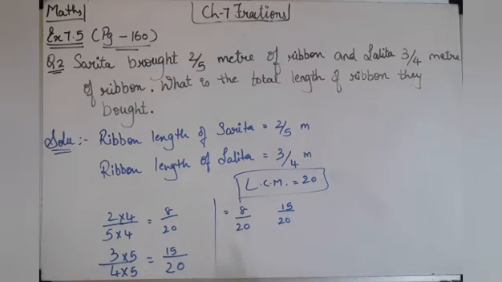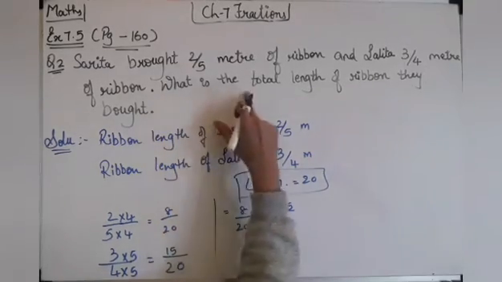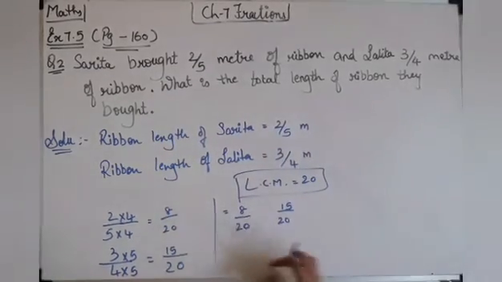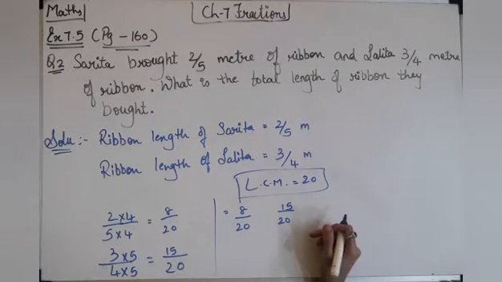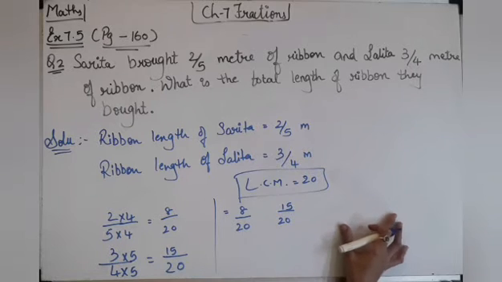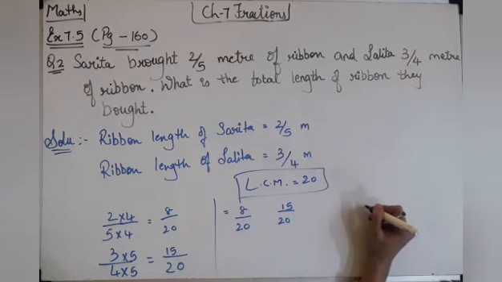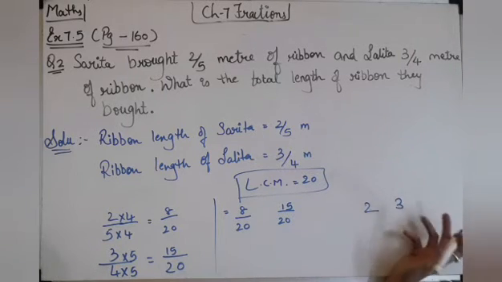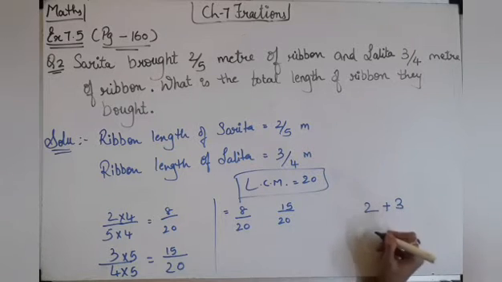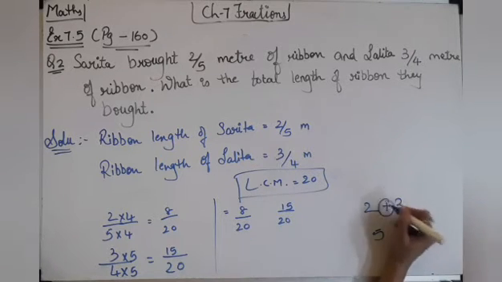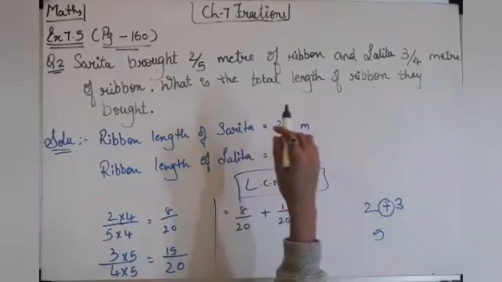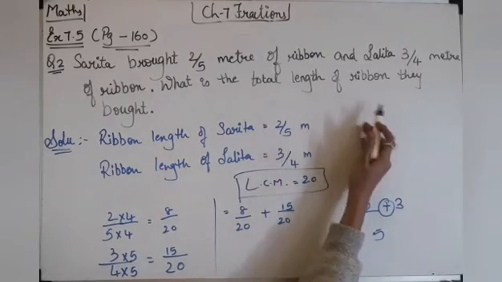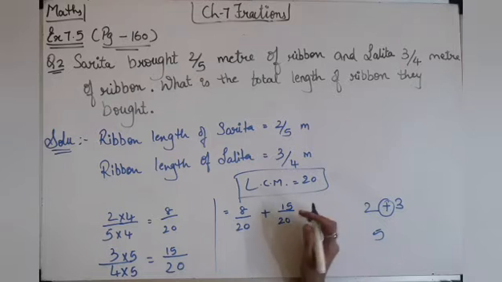So which sign will we put in the middle? As they have asked for the total length of the ribbon, meaning together how much they have brought, that we have to find. So what do we have to do? We will add. If your sister is having 2 chocolates and you are having 3 chocolates, together how many chocolates do you have? You will say together we two are having 5 chocolates, right? So what have you done here? Addition. In that way only, here also we will do addition, because they have asked the total length of ribbon they have brought. That's why. Okay.